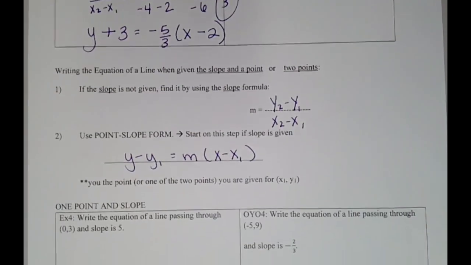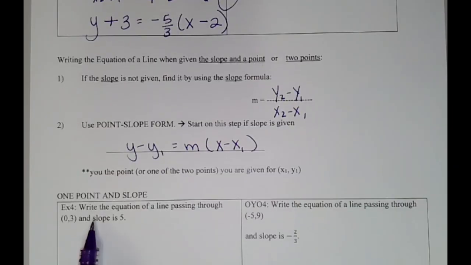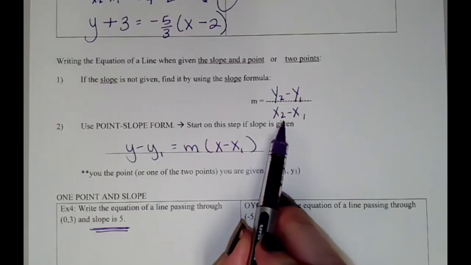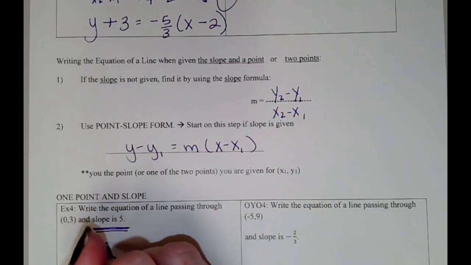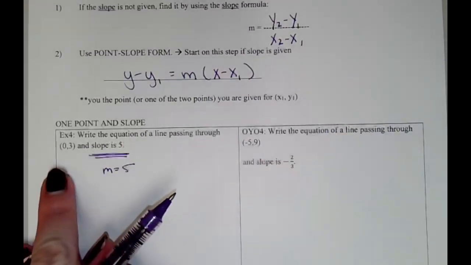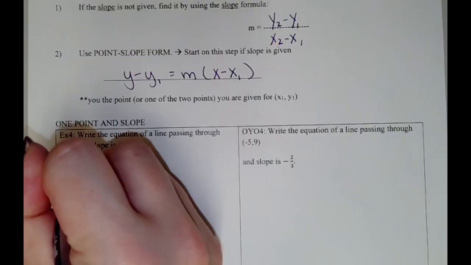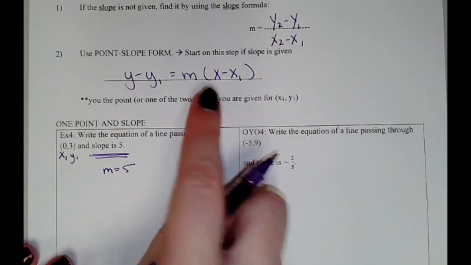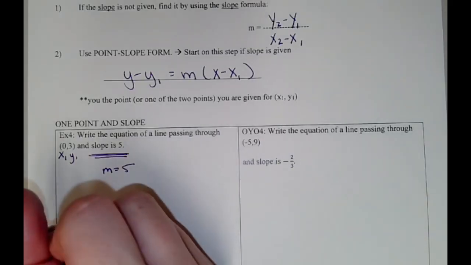Taking a look at example 4, it says write the equation of a line passing through. It gives us a point, it gives us a slope. Good news, it gives us the slope. You do not need to use this formula in order to solve for slope. We have it. I know m is 5. It gave me a point already. So I'm just going to label it as x1 comma y1. And I'm ready just to plug it in and we'll have the equation already.